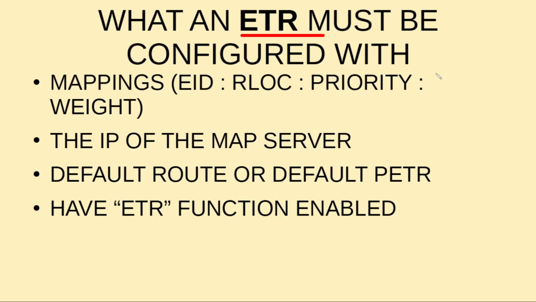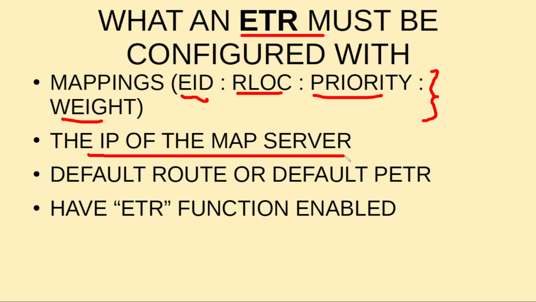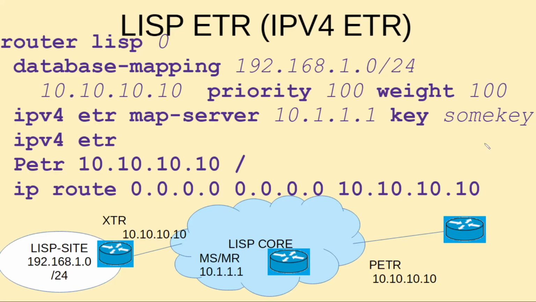ETRs use mapping, so we need to configure these mappings, mapping EIDs to RLOCs, with as many RLOC and EID combinations as this router may be connected to, and a priority and a weight for each RLOC. Then, given the ETR needs to communicate with the map server, sending map register messages, we need to configure the IP of the map server. Optionally, we can configure a default route or a default PETR in order to provide this ETR with an exit point from the LISP network. And then we have to enable the ETR function.